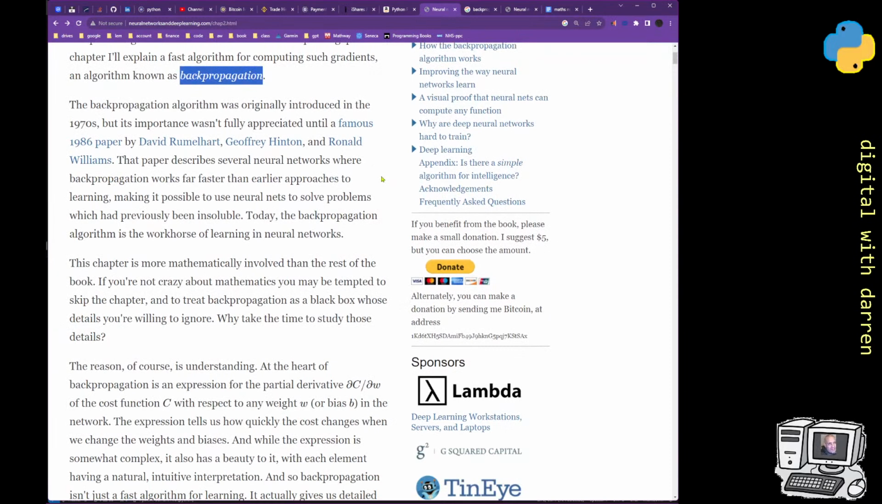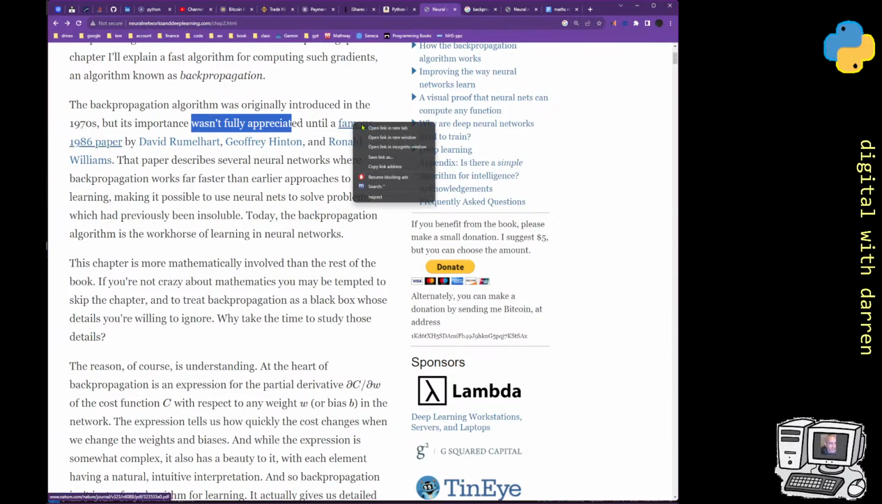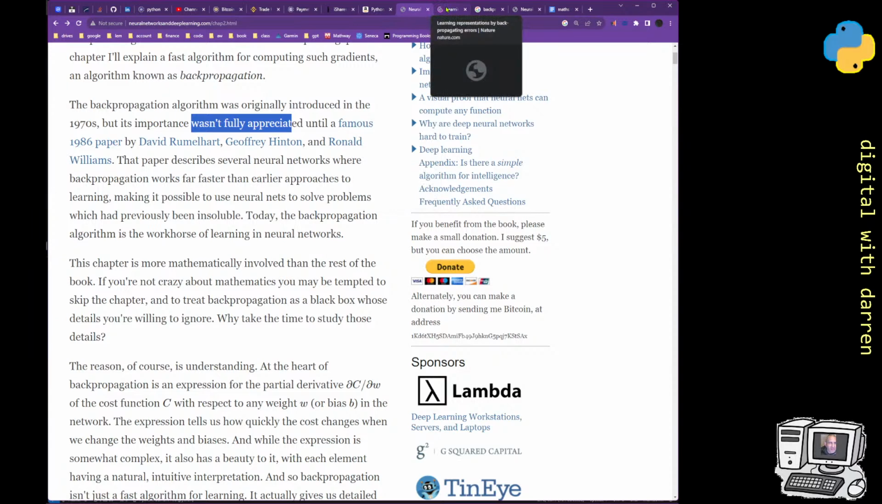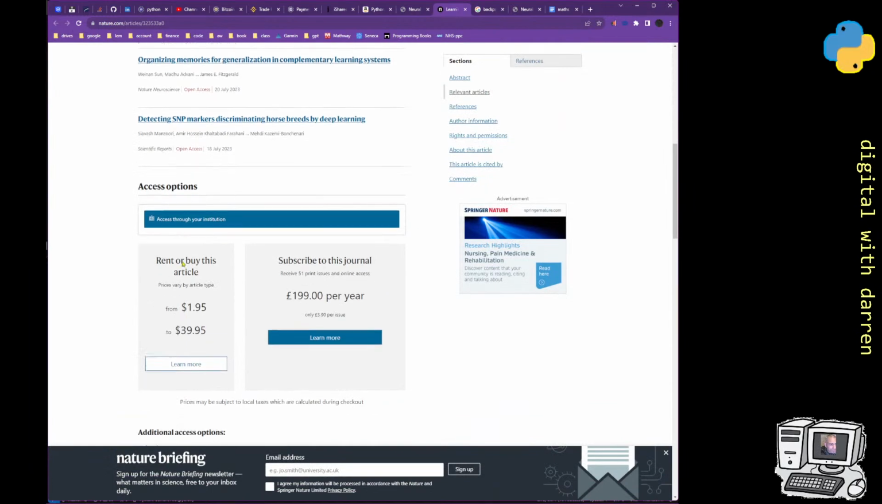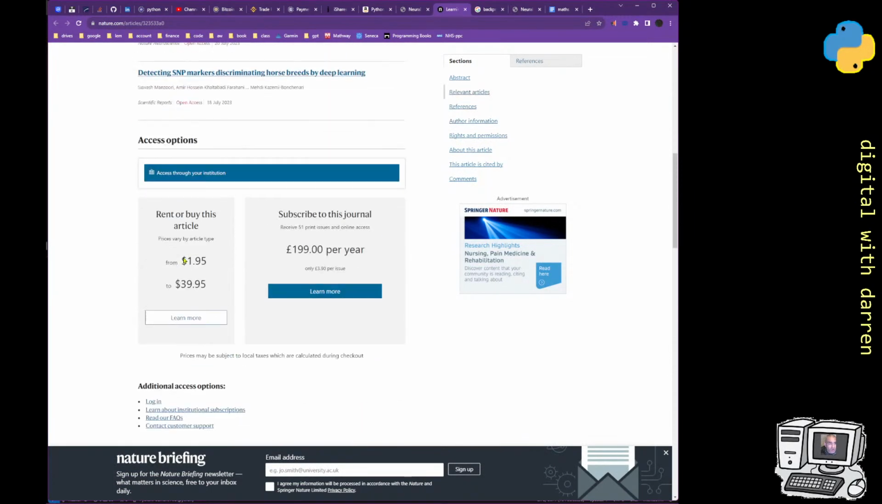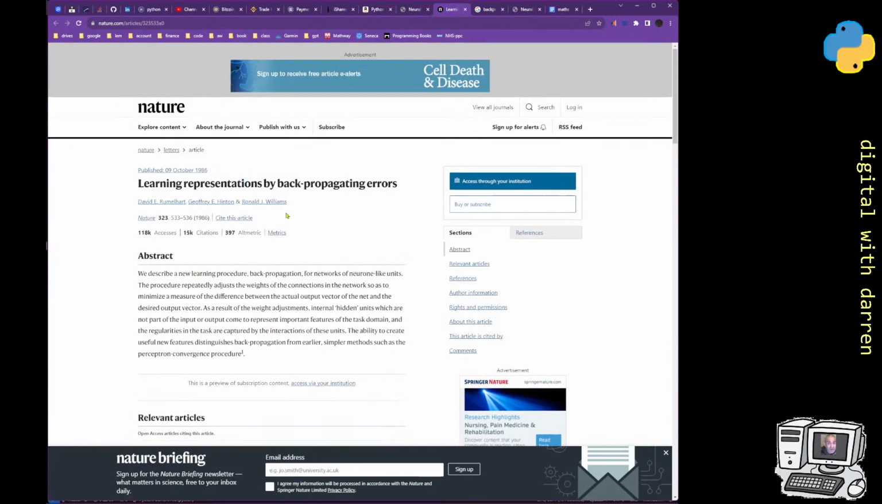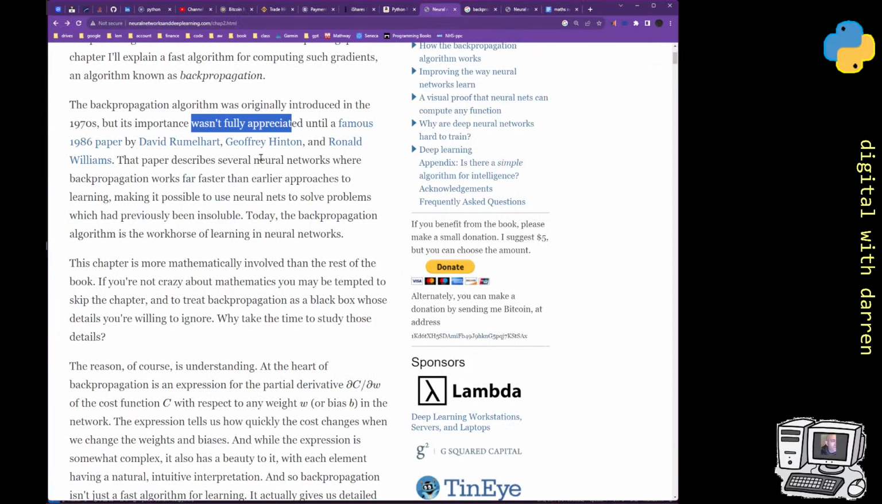Anyway, backpropagation was originally introduced in the 1970s, but its importance wasn't appreciated until a 1986 paper. I won't click on this paper. Ooh, should I? Famous paper. I've never seen this paper myself, so I'm tempted to click on it. Okay, it's a purchasing thing, so we won't look at that paper at the moment because I'm not buying it. We just have to take it that the information is there, but we're not going to be able to look at it as such. But anyway, it's referring to this paper.